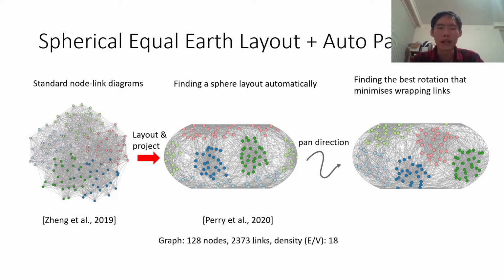We first adapted a common force-directed layout approach to lay out a network on the sphere, and then applied Equal Earth and orthographic projections to project the sphere onto a 2D plane. We proposed a heuristic to automatically find the best rotation that minimizes the wrapping links. The resulting visualization shows that the cluster boundary is made clear in such a representation.